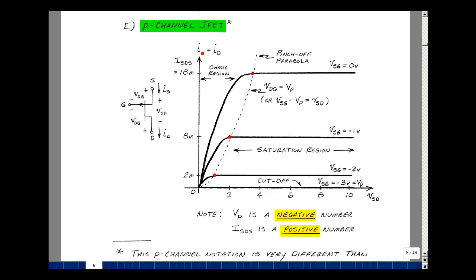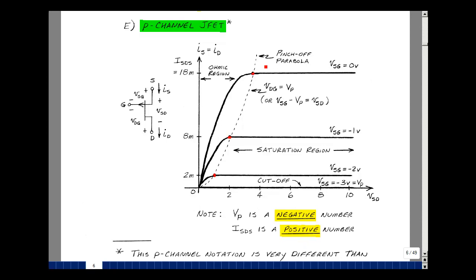The reversal of the current is on the schematic. The reversal of the voltage is with the subscripts. Now when you do this, you're going to get a pinch-off voltage that's again negative, and a value of current here is now going to be called I sub SDS. It's the current from source to drain with the source to gate shorted. Some data sheets still call it I sub DSS, but it would actually be more accurate to say it this way. And this too will be a positive number, just like it was for the N-channel device.